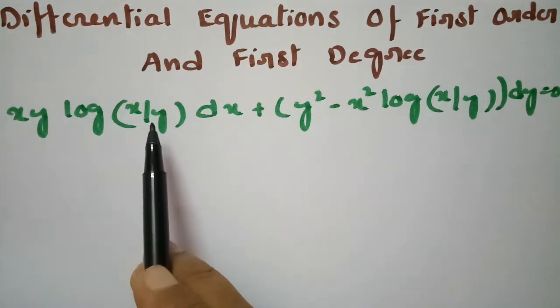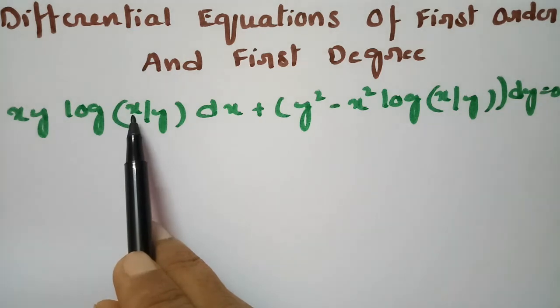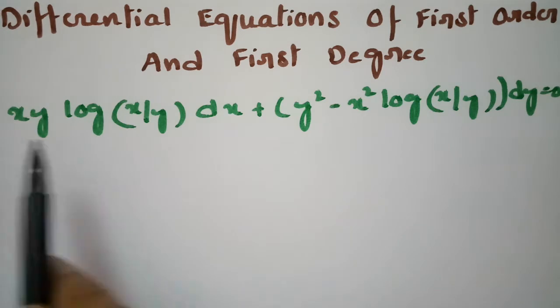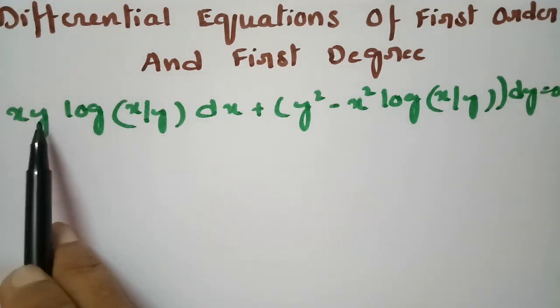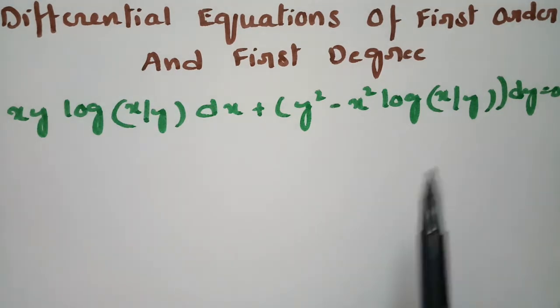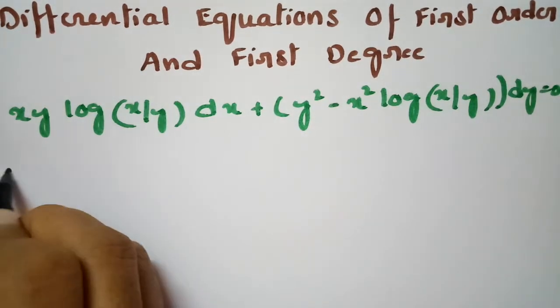In order to break this fraction, we have to substitute x is equal to vy. There is no other option for this. As you are seeing, it's maintaining an equal degree. That is, it's degree 2, degree 2, degree 2. It's a homogeneous differential equation. And now I'm going to solve this equation.